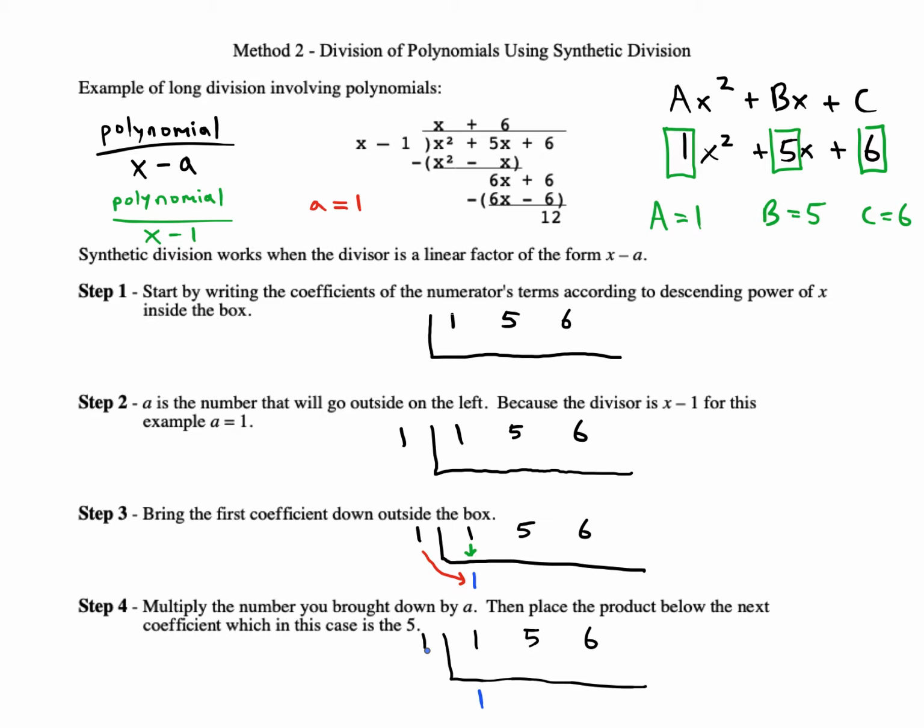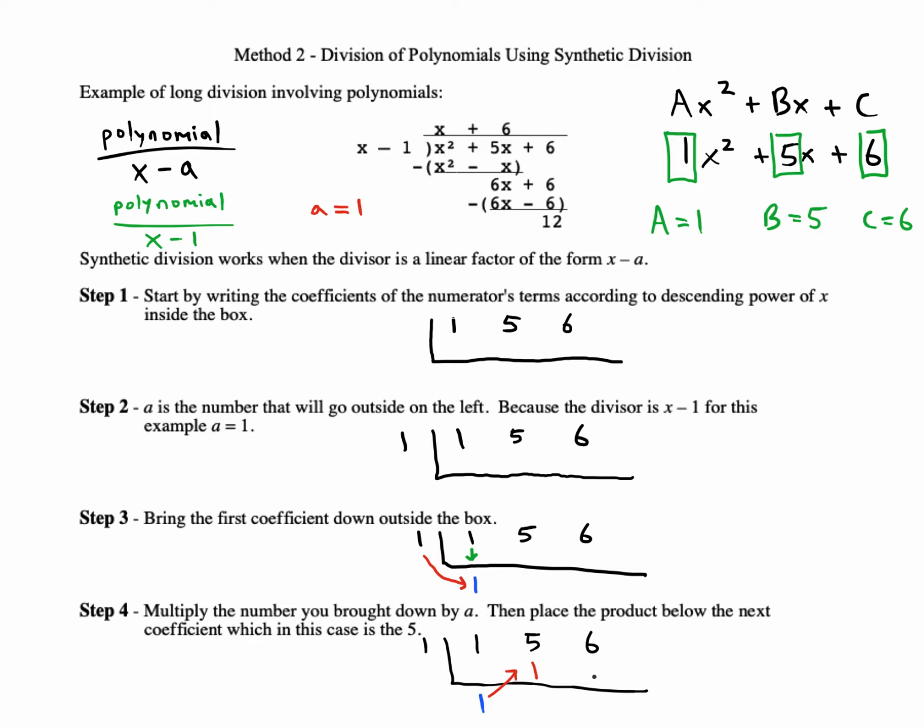Now when we multiply 1 times 1, we get 1. And we want to put the result of that underneath the next constant. So I'm going to put a 1 right there. We'll add the results, 5 plus 1. So 5 plus 1 will make 6.